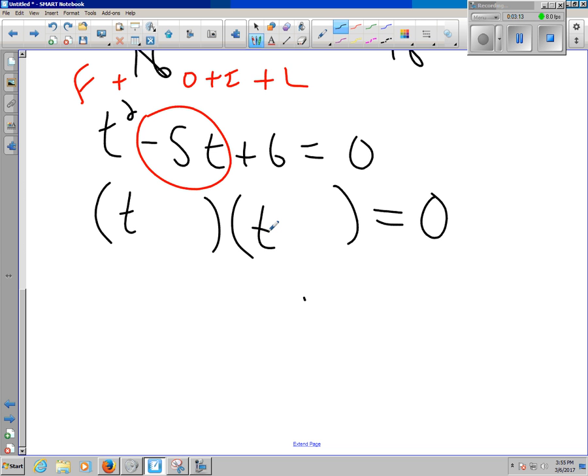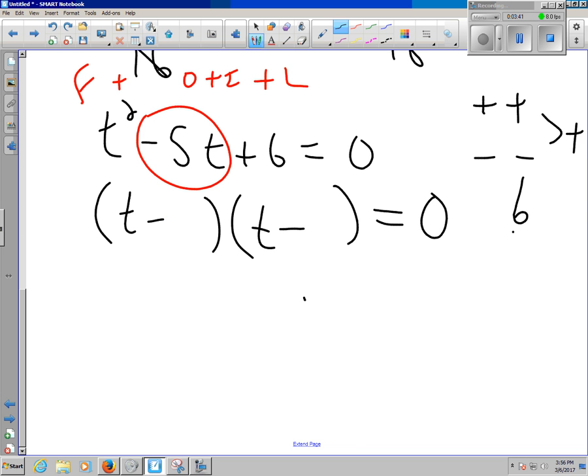Now we look at the last term, and we see that that's a positive sign. So remember, if you're going to multiply two numbers together and it's going to be positive, then the signs have to be the same. It's either going to be positive times a positive or negative times a negative. But either way, you'll get a positive. So then we look at the middle term, which is negative 5t. So here, this is going to tell us that both terms have to be negative. So I'm looking for factors of 6 that are going to add to get negative 5.